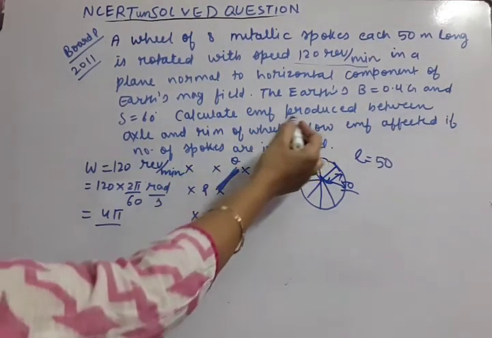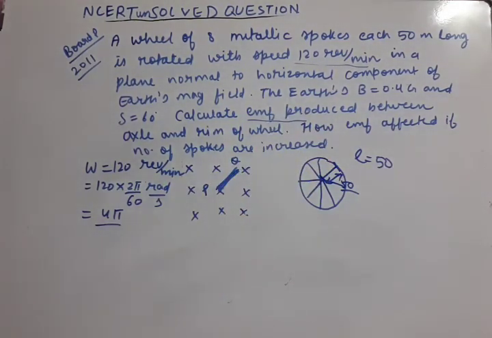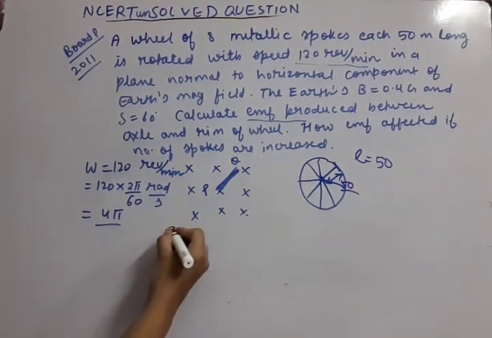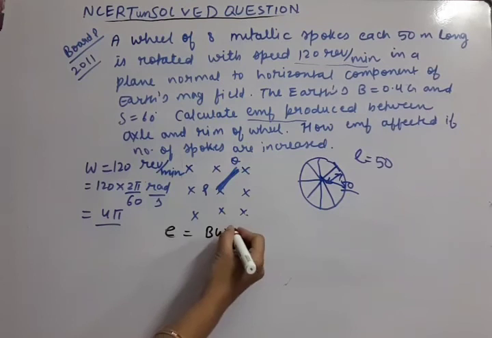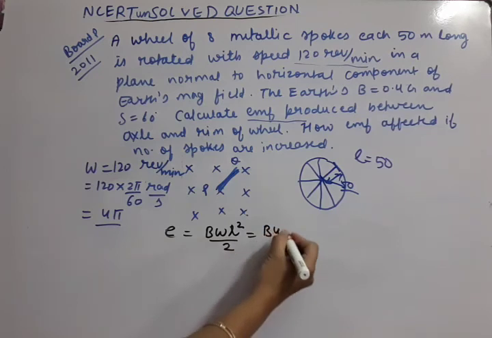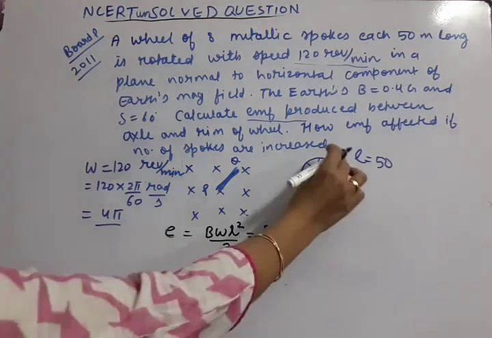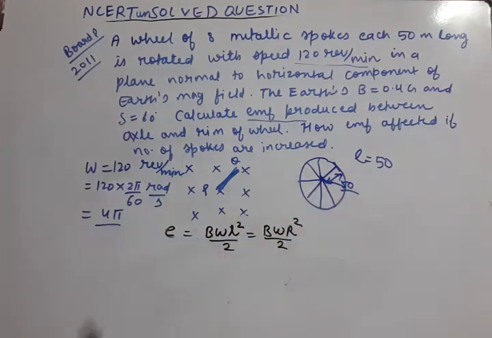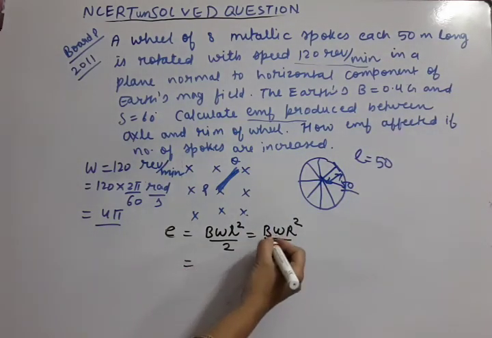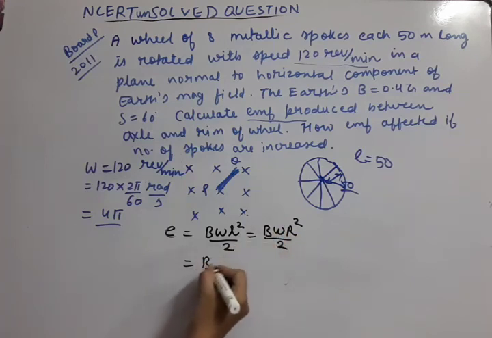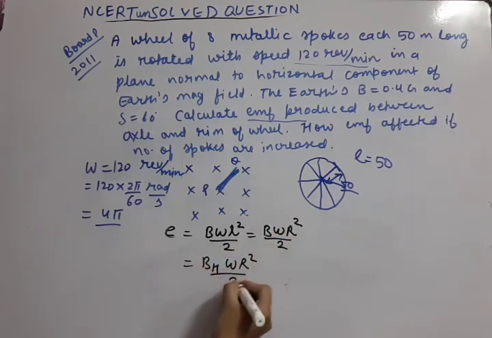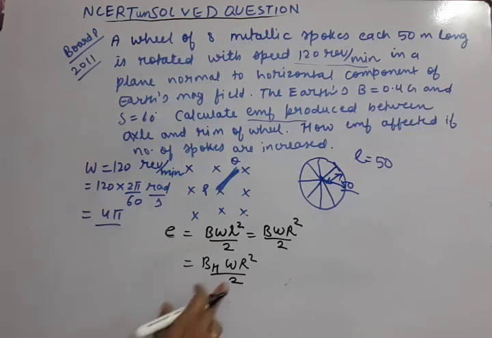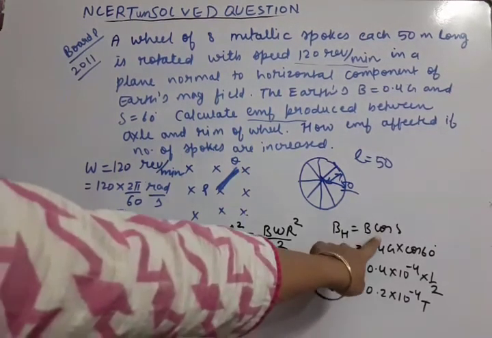Now our target is to calculate the induced EMF. So the induced EMF formula for the rotation case is B omega L square by 2, or B omega R square by 2. R means the radius of this circle or length of one spoke. Now which B do we have to use here? As I have told you, it is the horizontal component which we require here. So what is the formula of the horizontal component of the field? That is BH equals B cos delta.